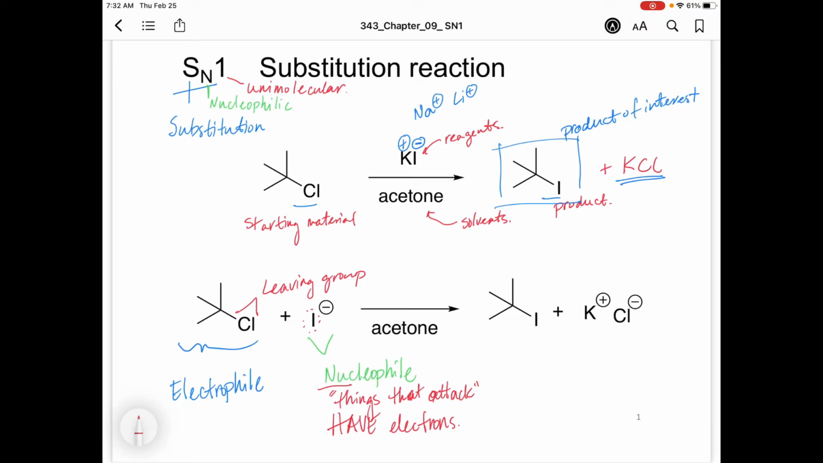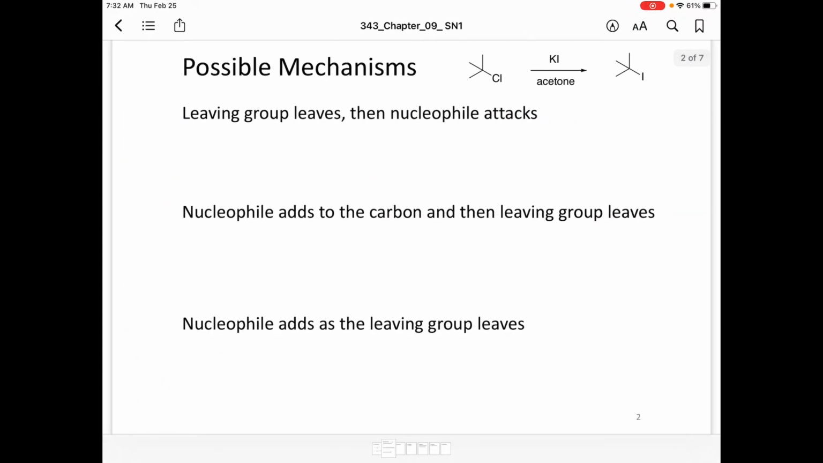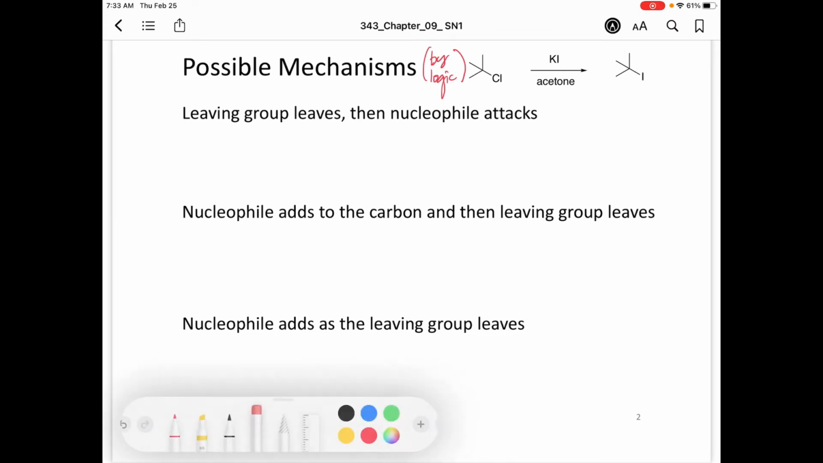Let's now look at 3 possibilities for mechanisms for this SN1 reaction, the substitution nucleophilic, but it's also unimolecular, SN1. Okay, let's go over some possible mechanisms. Really, logically, you could think of 3 different ways to put this together, all right, to get this alkyl iodide as a product. The first one could be that the leaving group leaves, then the nucleophile adds. So I'm just going to write an A here. This is A. Leaving group leaves, and the nucleophile adds.